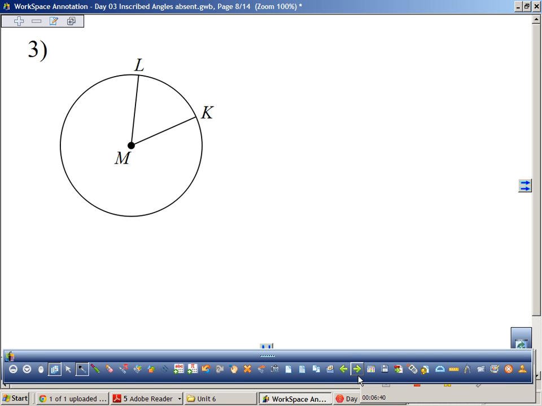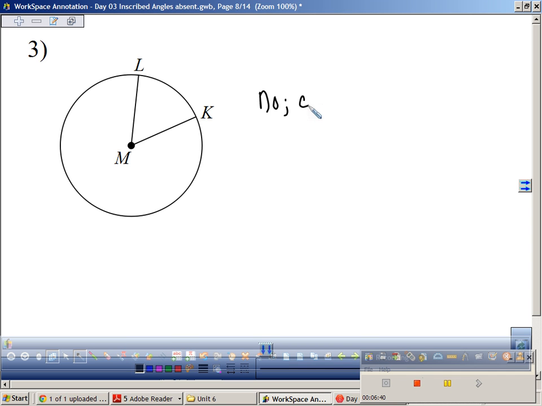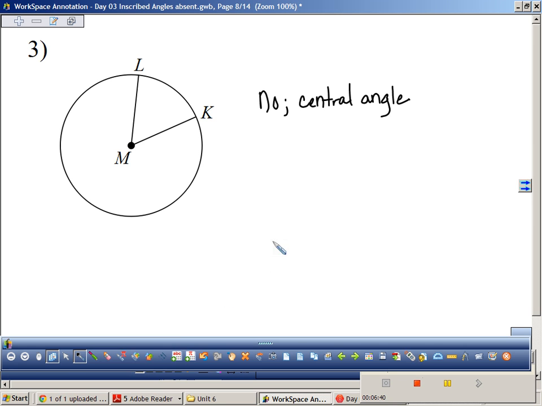Look at the next one, number 3. Is this an intercepted angle? I'm sorry, I keep thinking intercepted, inscribed. Sorry, is this an inscribed angle? No. This is a central angle. Hopefully you guys caught that I kept saying intercepted instead of inscribed. Intercepted arc is right here. Inscribed angle would be if it went all the way across. Sorry about that. Okay, I'm going to leave number 4 for you guys to do.